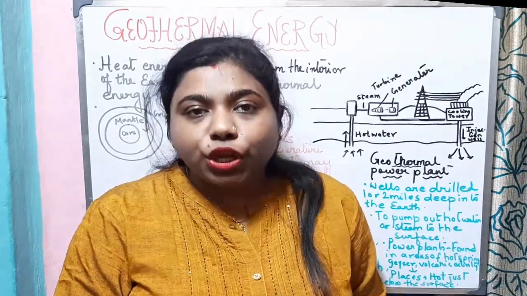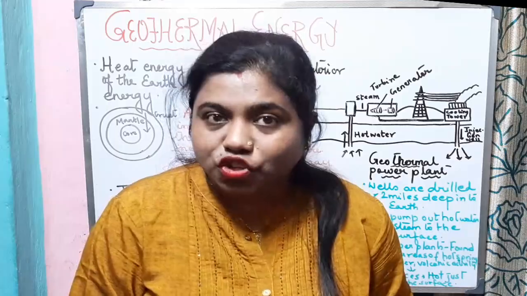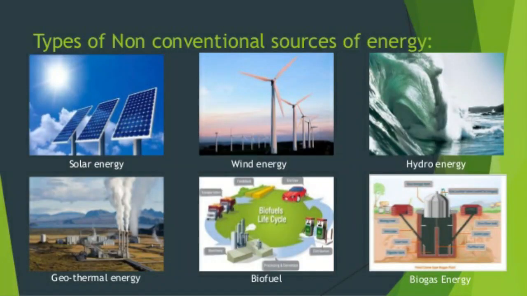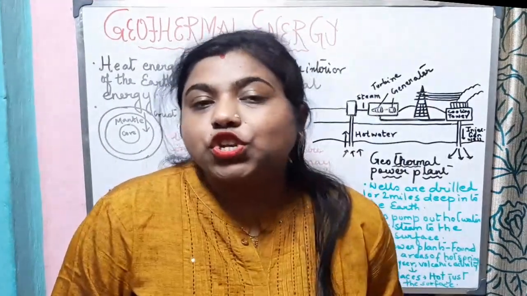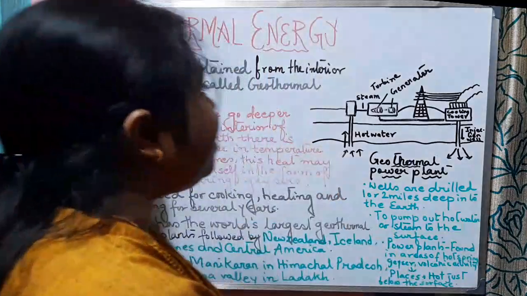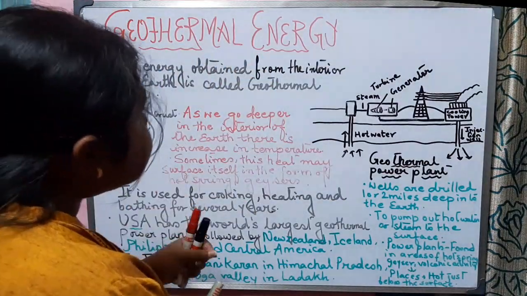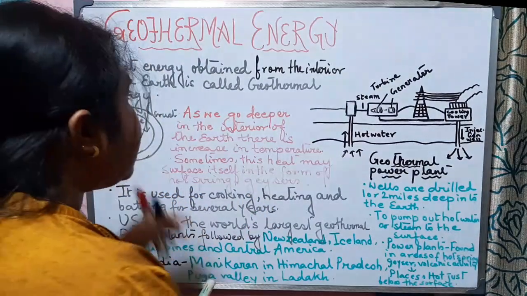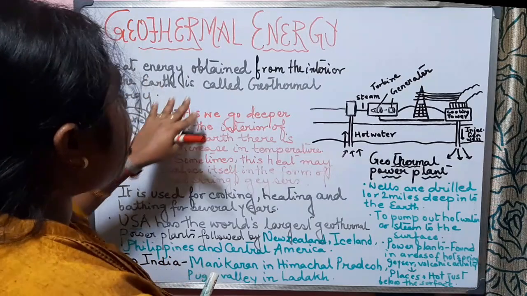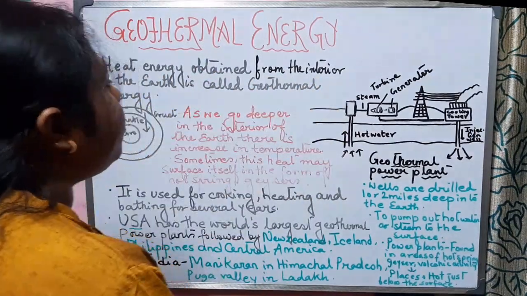Today, we will continue with the discussion of the other three non-conventional sources of energy. Those are geothermal energy, tidal energy, and biogas. So without wasting much of our time, let us start with geothermal energy. Now, what do you mean by geothermal energy? Geothermal energy is the energy that is obtained from the interior of the earth. That means the heat energy obtained from the interior of the earth is called geothermal energy.